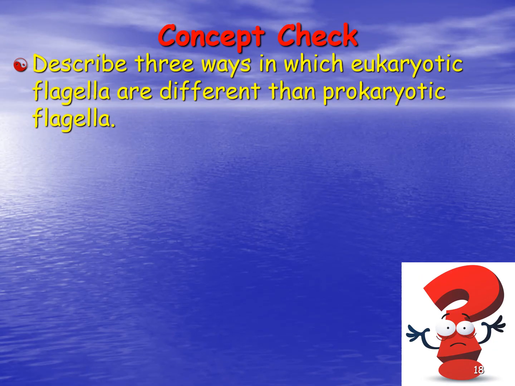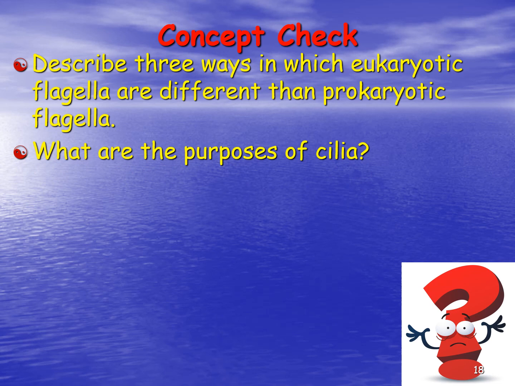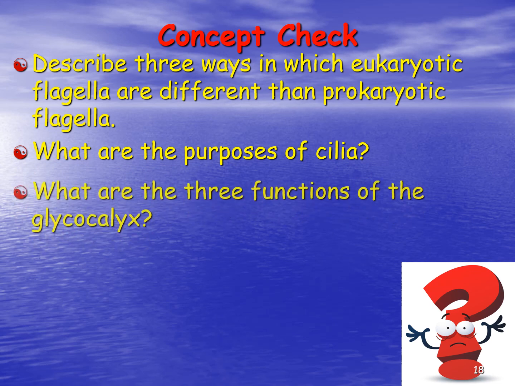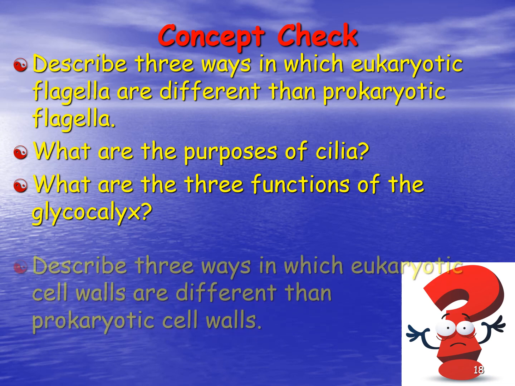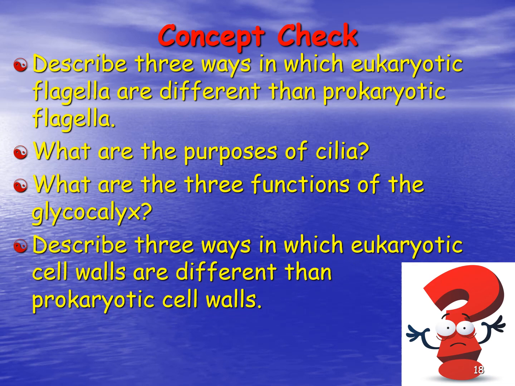So describe 3 ways in which eukaryotic flagella are different than prokaryotic flagella. What's the purpose of cilia? What are the 3 functions of the glycocalyx? And describe 3 ways in which eukaryotic cell walls are different than prokaryotic cell walls.